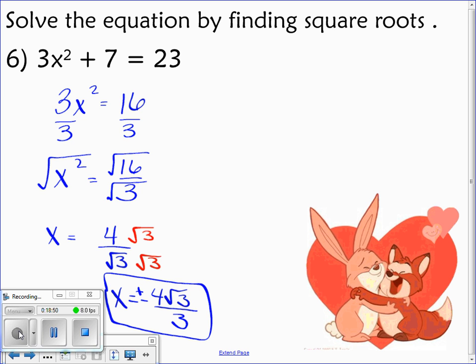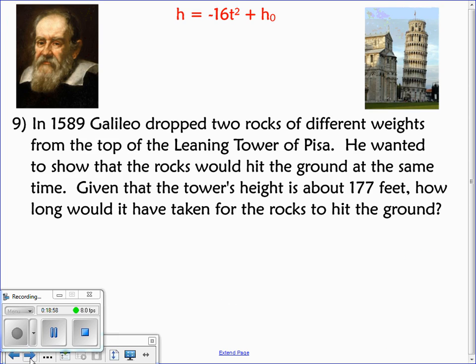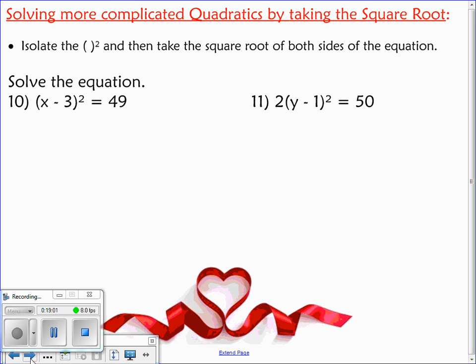All right, questions on that so far? Okay. You have some story problems in there. I'm actually going to bypass them. And we're going to switch to the slightly more complicated quadratics with square root.